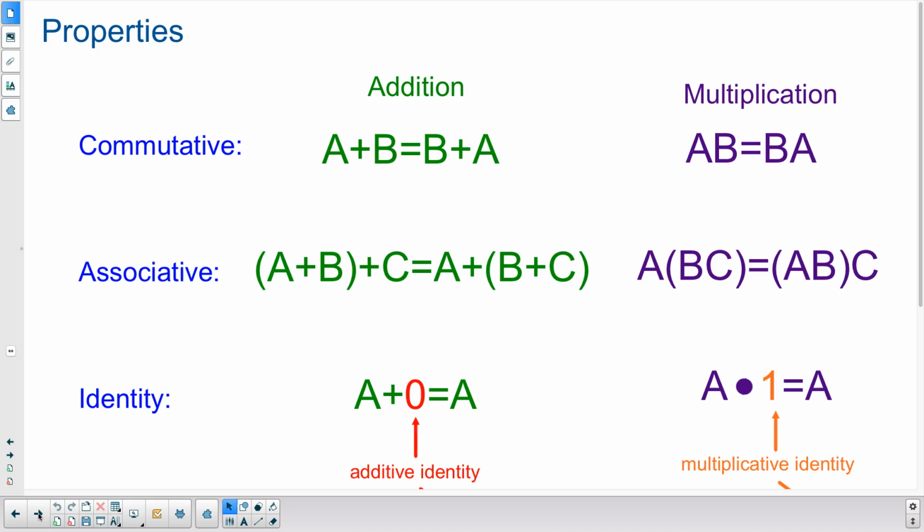Commutative and associative properties tell you one basic thing. It tells me that order doesn't matter, right? Commutative is just for one, associative is for multiples. It doesn't matter what order I add them in, and it doesn't matter what order I multiply them in. I'm going to end up in the same spot.